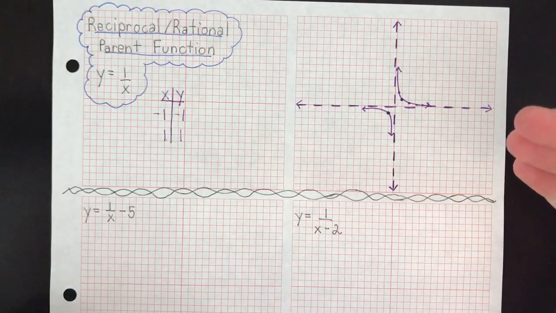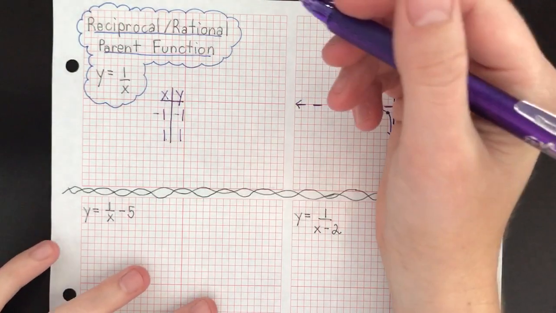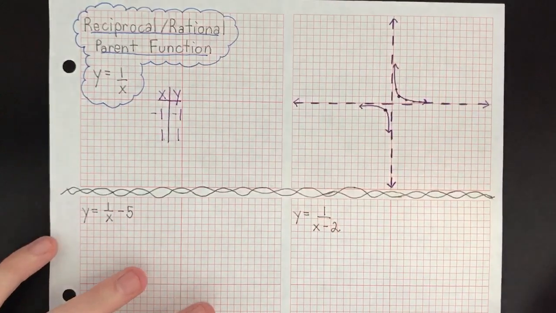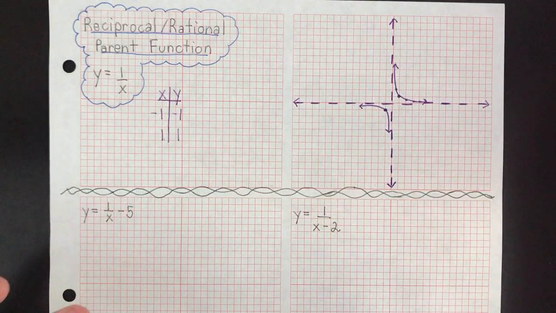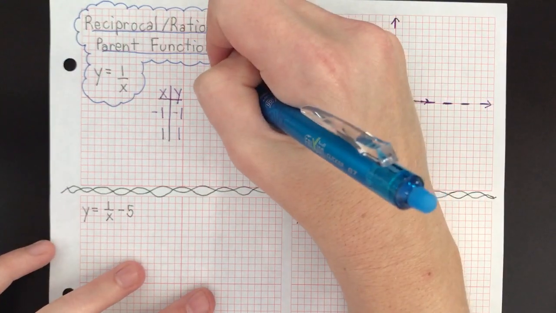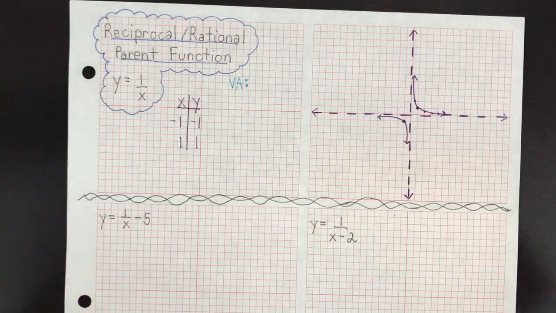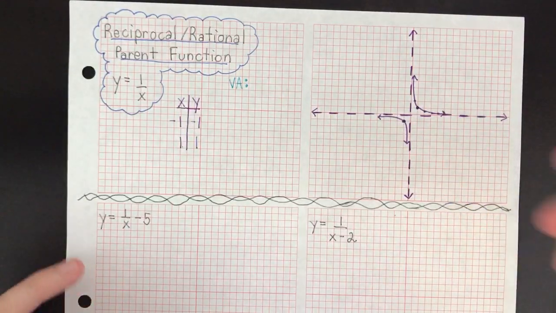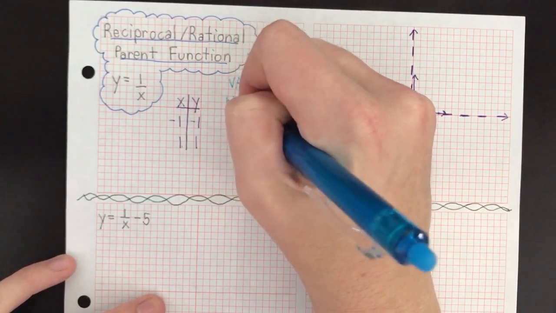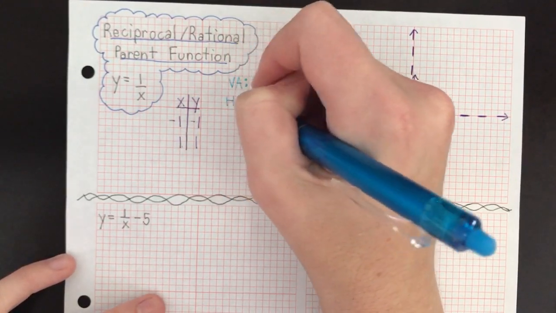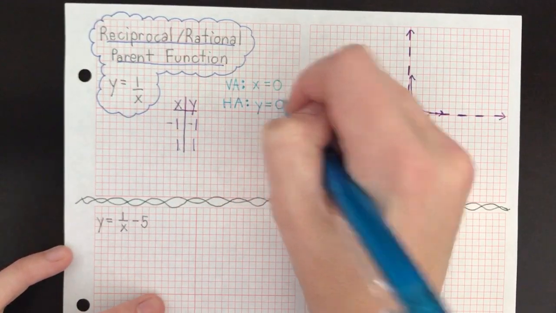Let's talk about the attributes. So first of all, the asymptotes. So we have a vertical asymptote. I'll use a different color. So I have a vertical asymptote, which means up and down. I have a vertical asymptote at x equals 0. I have a horizontal asymptote at y equals 0.